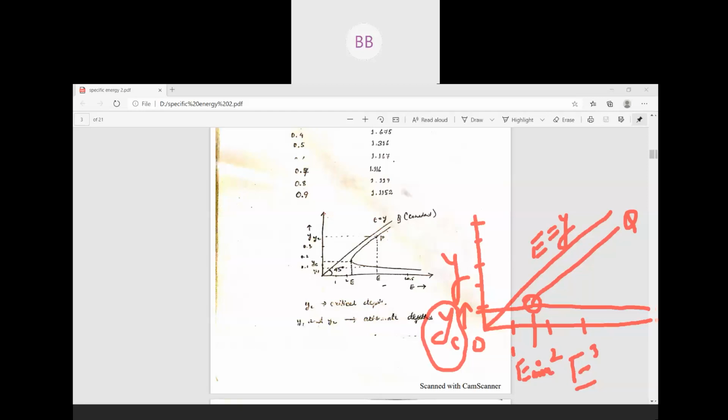So why is it important? Because for the critical depth we have one specific energy, that is E minimum. Apart from this minimum specific energy, consider any other point. Suppose you consider a specific energy of 4 meters. If we consider this 4 meters as the specific energy, draw a straight line. It cuts the graph at two points.